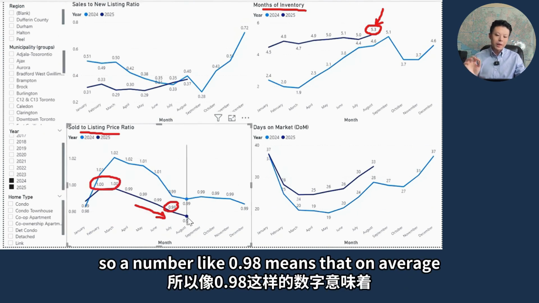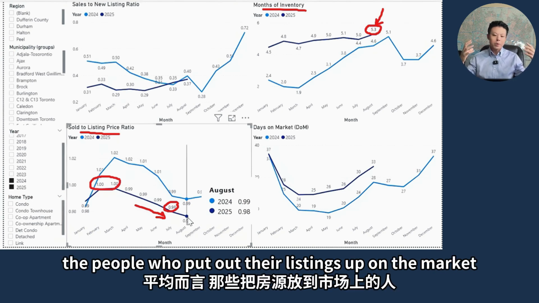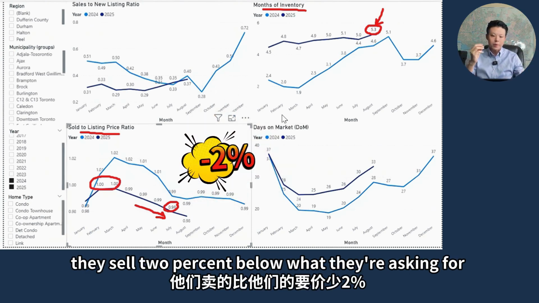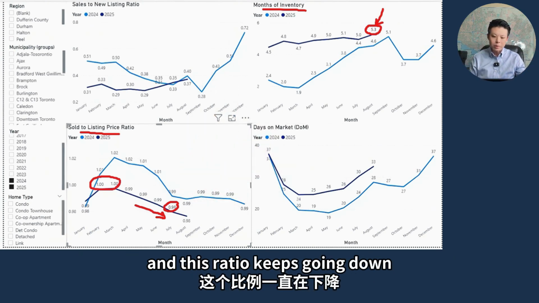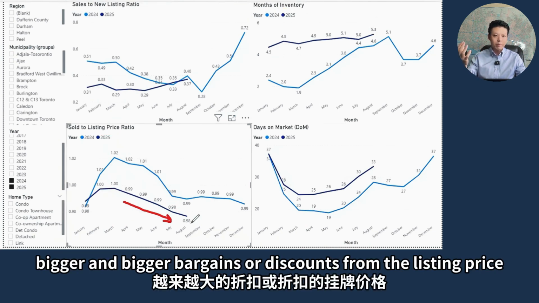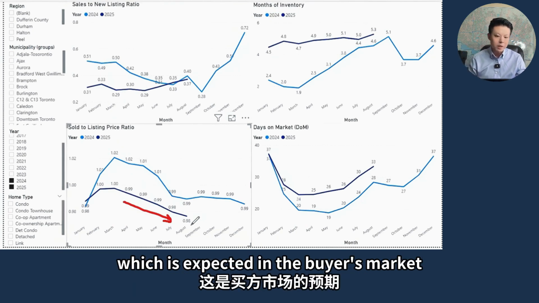A number like 0.98 means that on average, the people who put their listings up on the market don't end up selling over asking, right? They sell 2% below what they're asking for. And this ratio keeps going down, which means buyers are getting bigger and bigger bargains or discounts from the listing price, which is expected in a buyer's market.